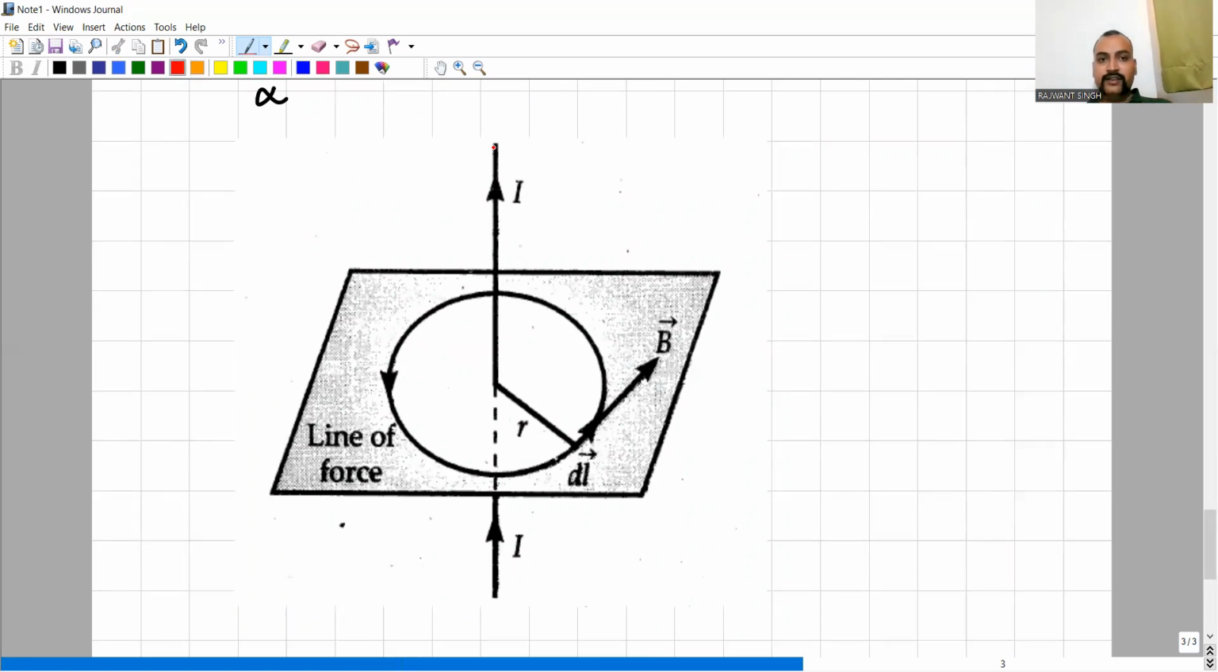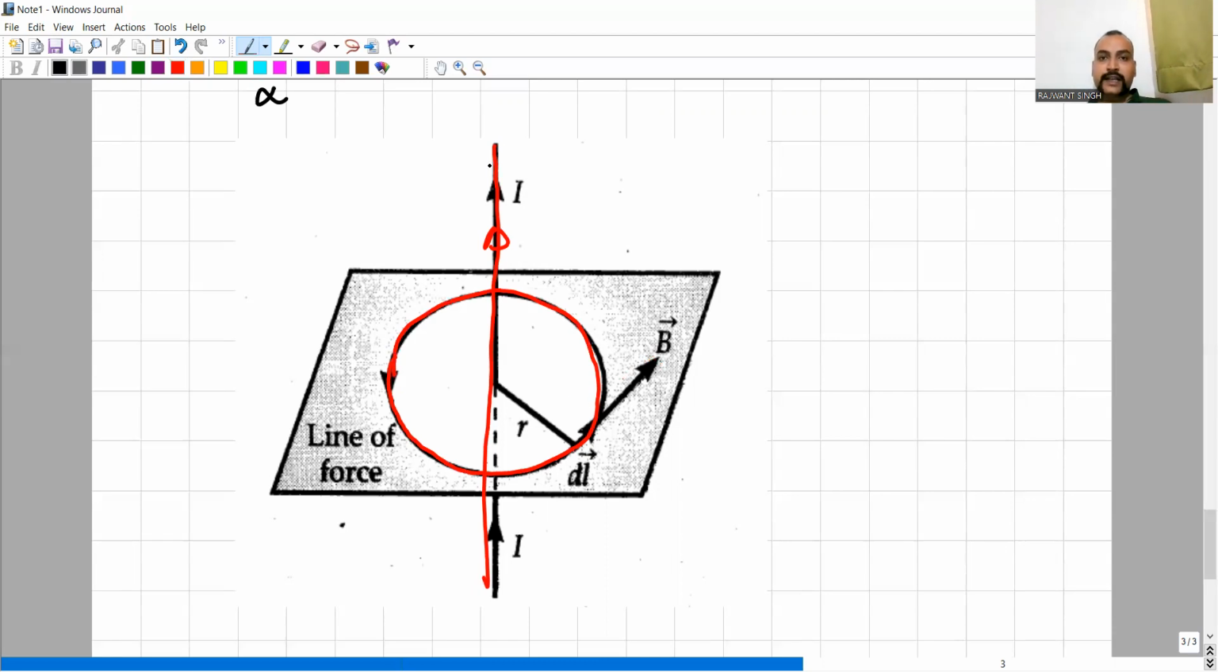So here, this is our current carrying conductor, and this is an infinite conductor. And here we have this as our Amperian loop. Look very closely. This is your Amperian loop, and the Amperian loop is in the same pattern as the magnetic field line.